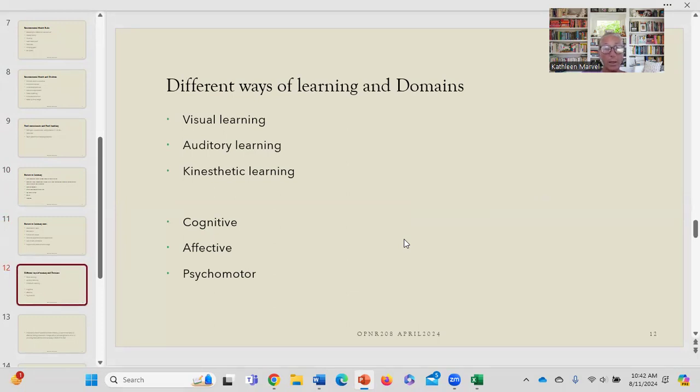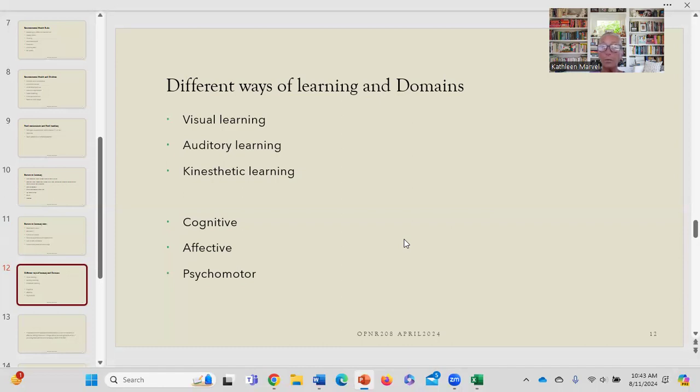There's a couple of different ways of learning, and domains. Visual learning, there's 3 different types: visual, auditory, and kinesthetic learning. Visual is you learn best by seeing something, auditory by hearing something, kinesthetic by practicing hands-on.